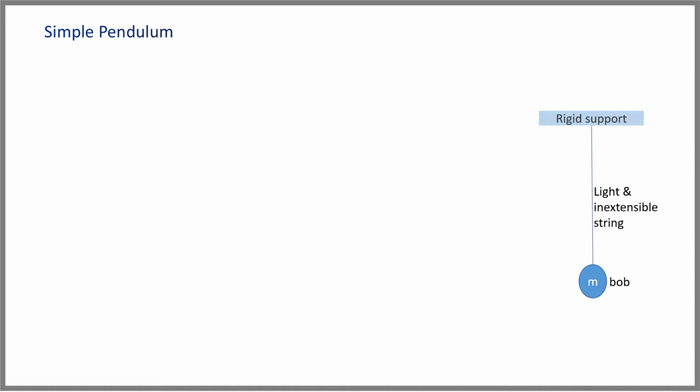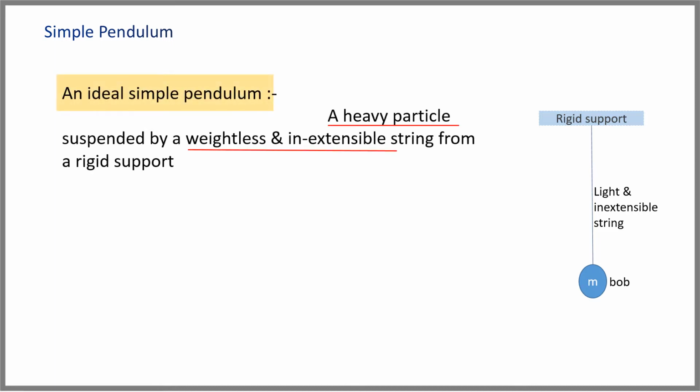There are two types of simple pendulum, ideal simple pendulum and practical simple pendulum. So what is meant by ideal simple pendulum? It is simply a heavy particle suspended by a weightless and inextensible string from a rigid support. But practically, it is not possible to have a heavy particle.